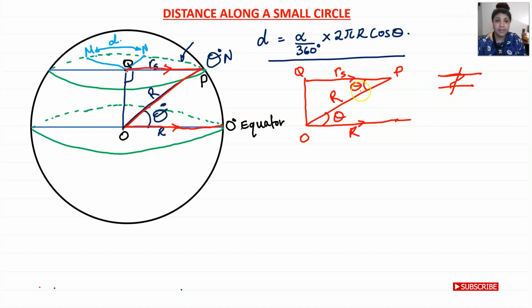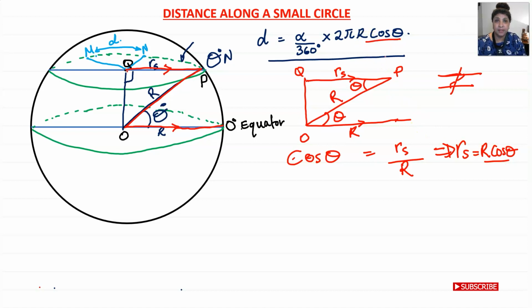Okay, so that's theta. Now, if you want to find the radius of the circle in terms of the angle theta and the radius of the Earth, you need to take the cosine of theta. So cos theta is going to be equal to adjacent over the hypotenuse, so r_s over R. So this means the radius of the small circle is equal to R cos theta. So that is where that bit comes from.